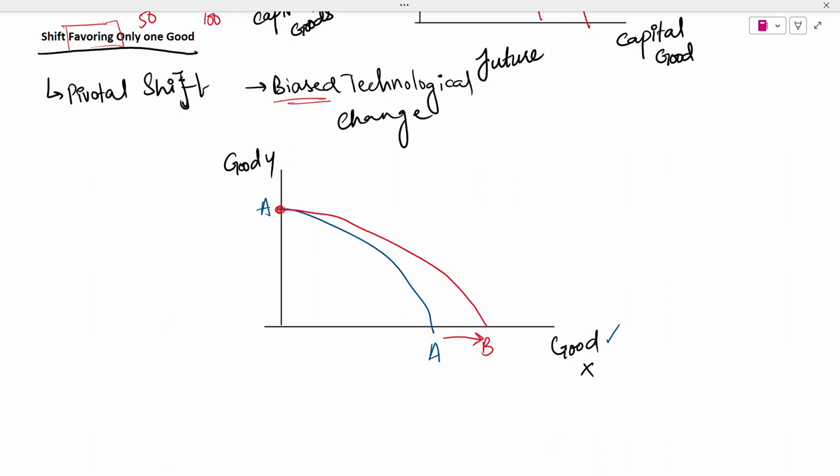And whenever you see such a diagram in your exams, you should know that it only favors one good, and the productive capacity to produce one good has risen, while the productive capacity to produce the other good has stayed the same.